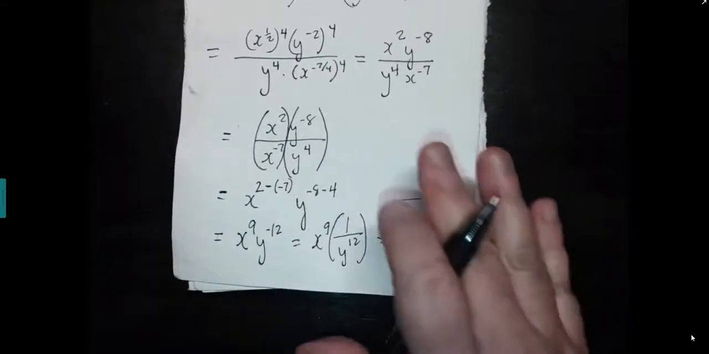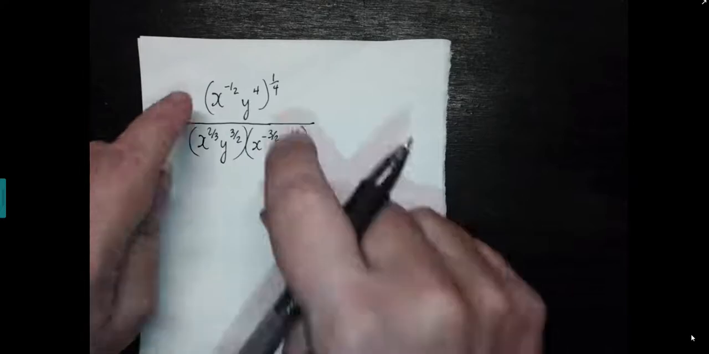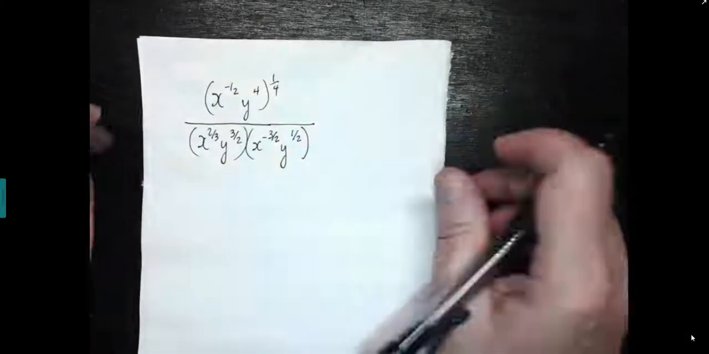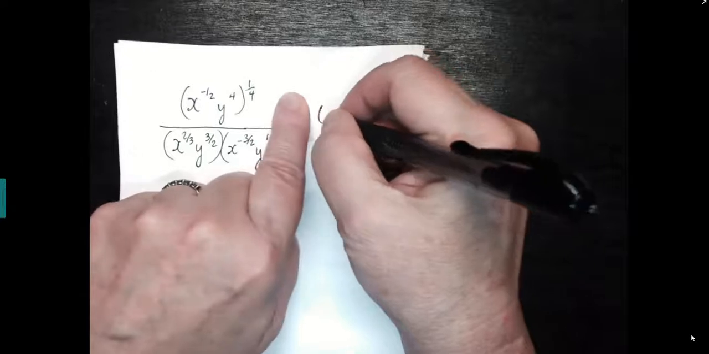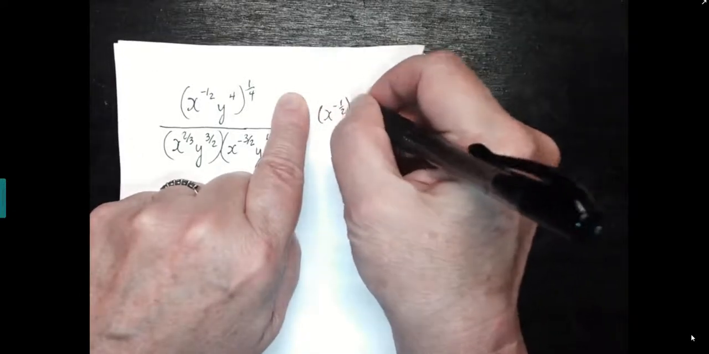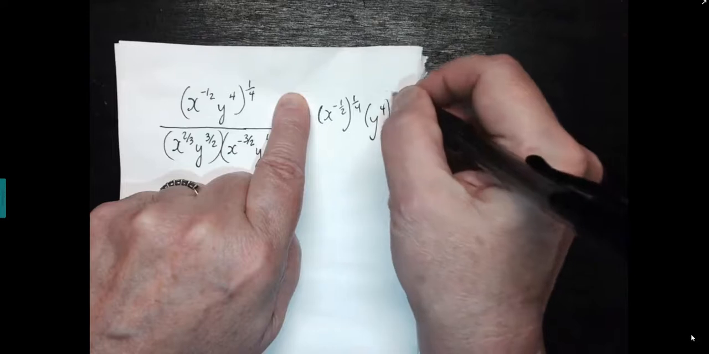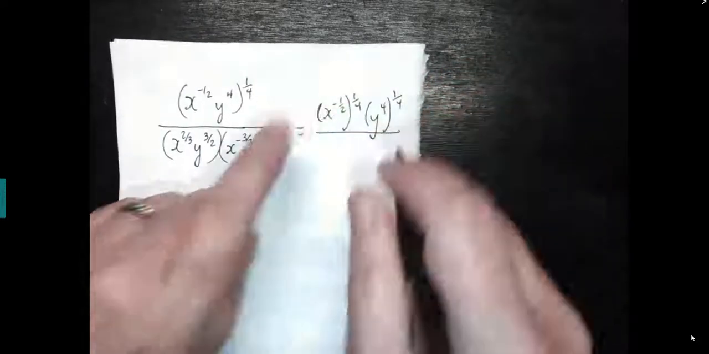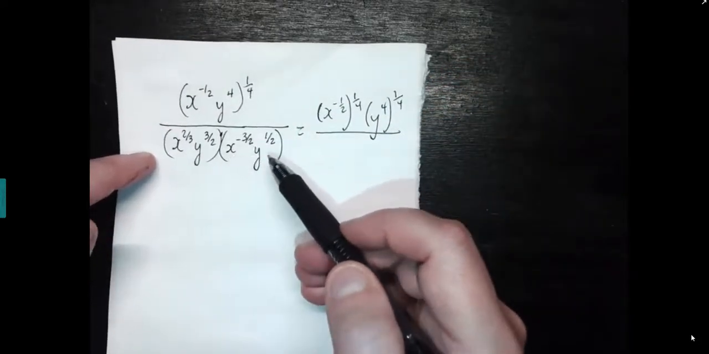Okay, so there was that one. And we'll do one more, and then call it a day. Alright, same kind of thing here. I'm going to apply this 1/4 power to each thing in the numerator. Now when I look at the denominator, I don't have any outside power here. This is just a simple product.